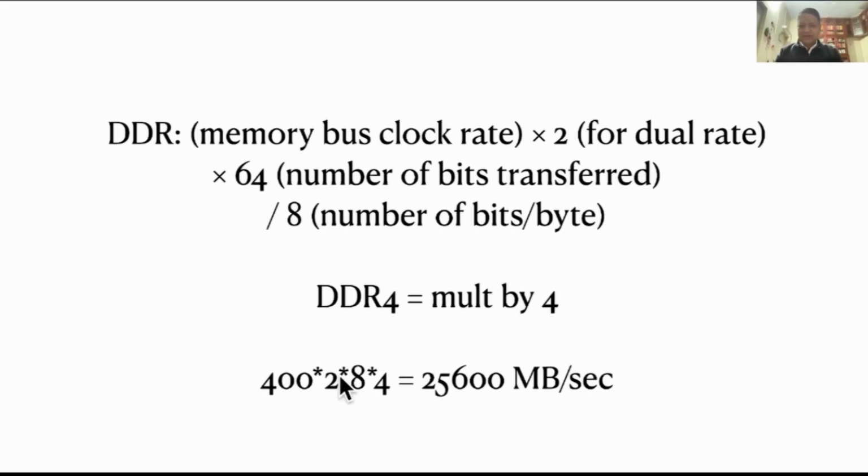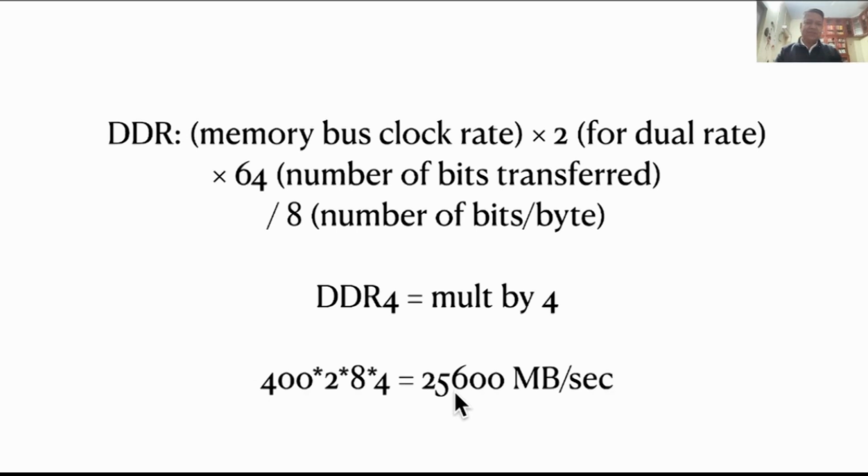This 2 is coming from here. Then we have 8 bytes and this 4. So if you multiply all of it, you get 25600 megabytes per second, or 25.6 gigabytes per second. Okay, so that's the data transfer rate.